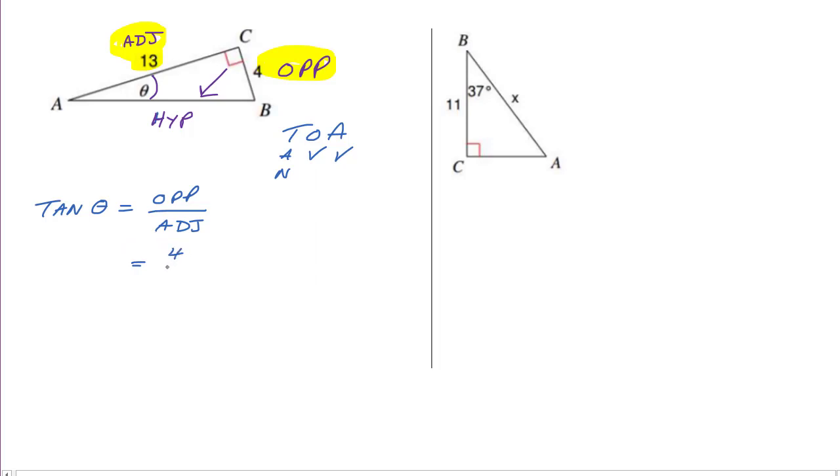So opposite, 4 over 13, that's what tan theta is. The opposite side from the angle divided by the adjacent, and then we're just going to do tan inverse. So pretty easy stuff. This all should be review from grade 10, but stuff you really got to know.